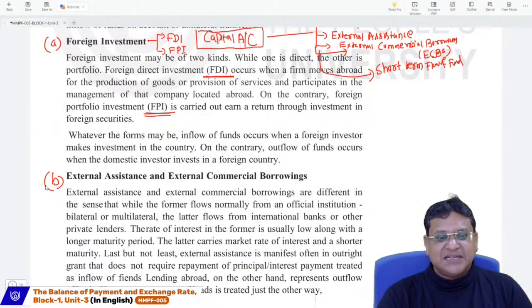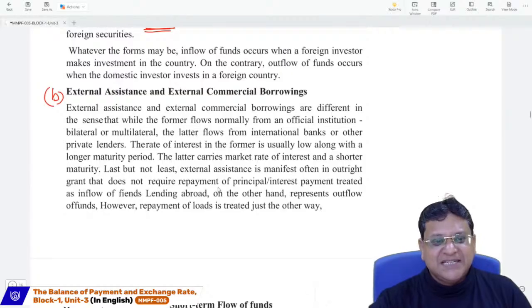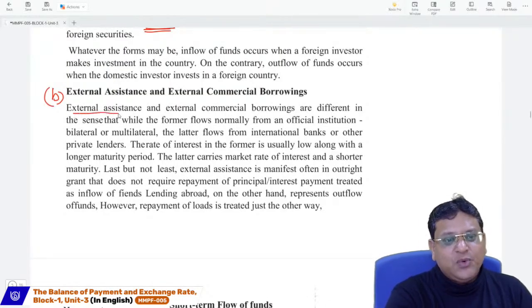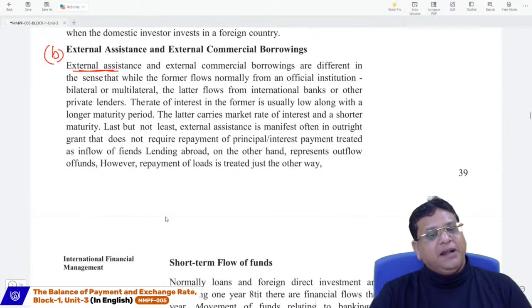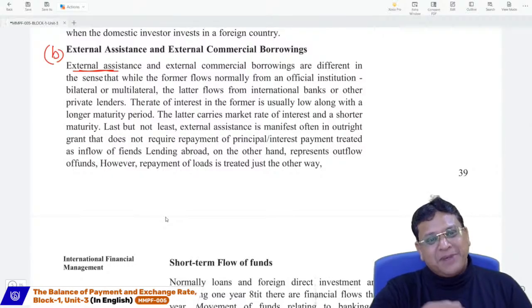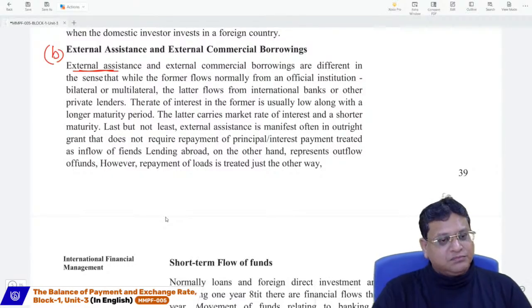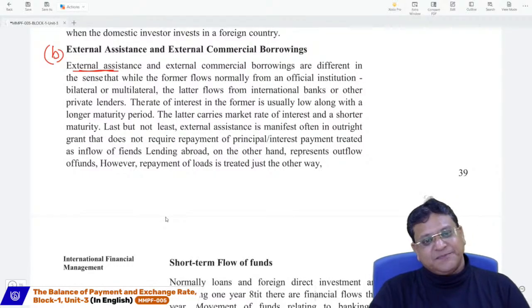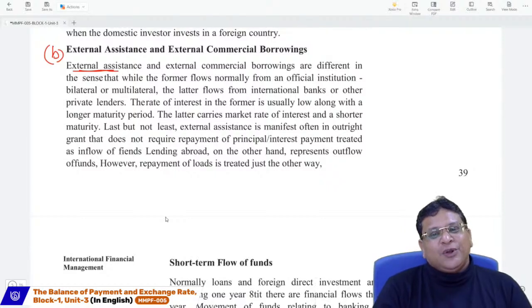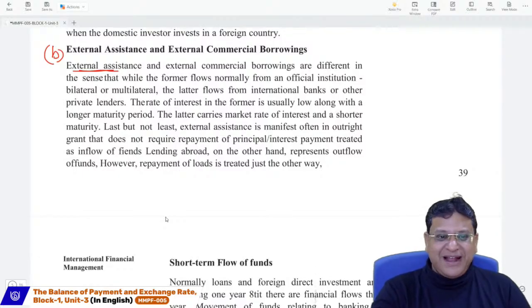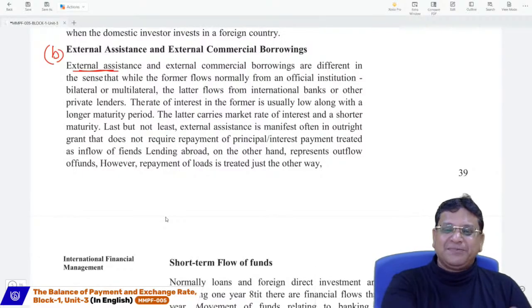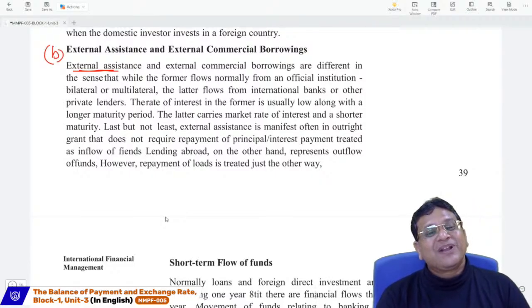What is external assistance? Normally, external assistance is given by a country to another country. Let's take an example. Suppose there is an earthquake in Nepal. Indian government wants to provide some assistance to Nepal in the form of some loan. That is external assistance. These loans normally carry a low rate of interest, and in many cases we generally give the loan in the form of grant. That means we give foreign grants and you do not have to repay it back. Okay, that is external assistance.